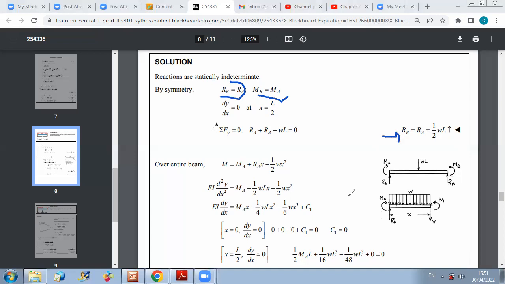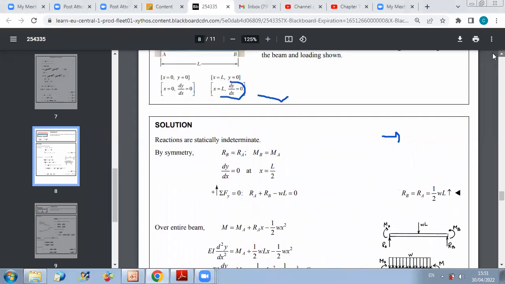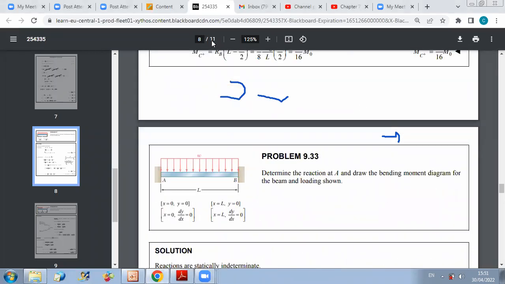Because you can verify from the equation you got that when you apply conditions at B, at X equal to L, y equals 0 and dy by dx is 0. And this will of course be the case because you already used the symmetry concept. And because of the symmetry concept, the deflection equation will be symmetrical.